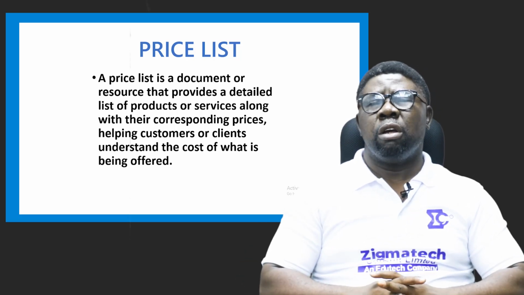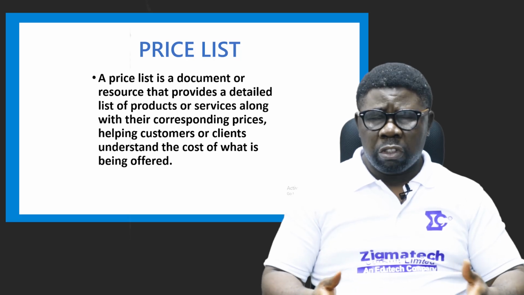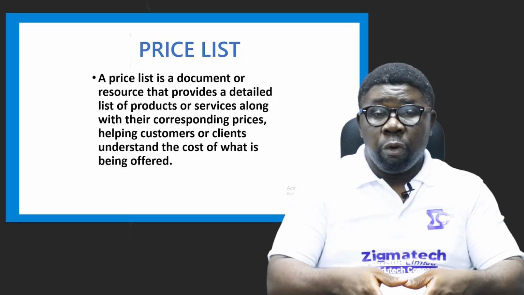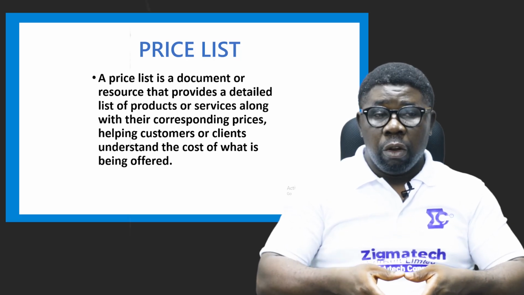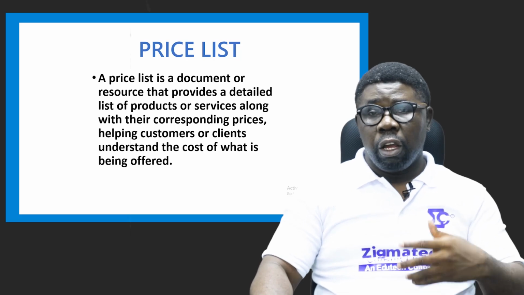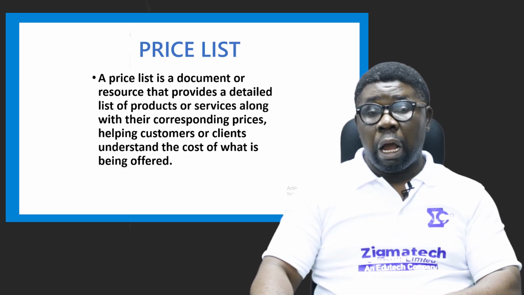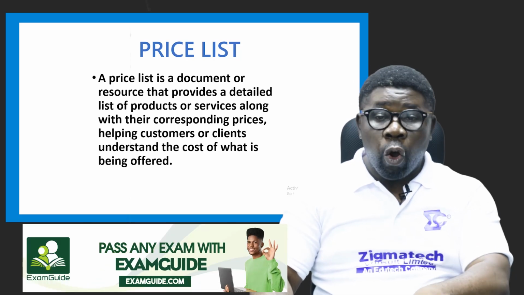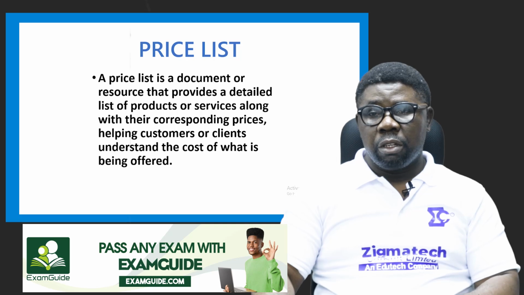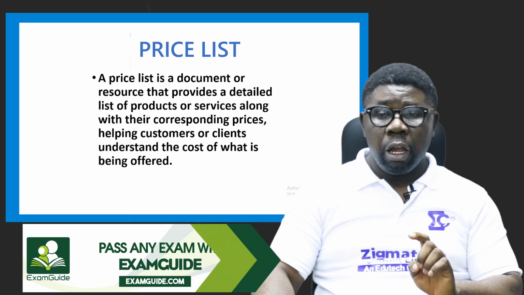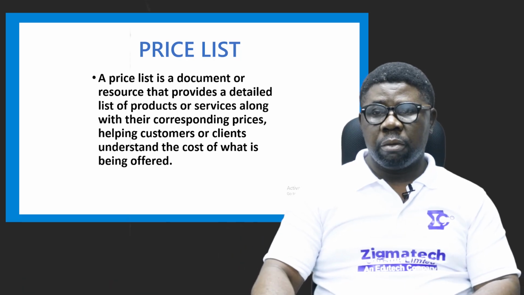This gives you pre-information of how much you're going to spend if you're able to calculate it and know, okay, I'm going to spend this much if I want to acquire this particular total number of products, okay? So it gives you advance information as to how much you're going to spend if you're to acquire all you desire accordingly. So it's a price list. It's a document that provides details of lists of products and services with their corresponding prices.